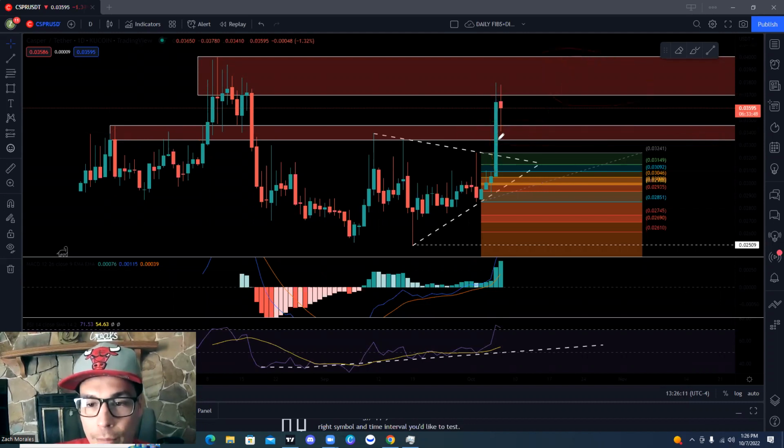And if we break these levels, then we could come back down to test 0.03241 and the other levels below. Now, that's not the end of the world if we do break these levels. If you get a nice bounce here towards the top of this trend line, that's still bullish. That would be what's known as a retest. So you come up, come down, you retest to look to go higher.